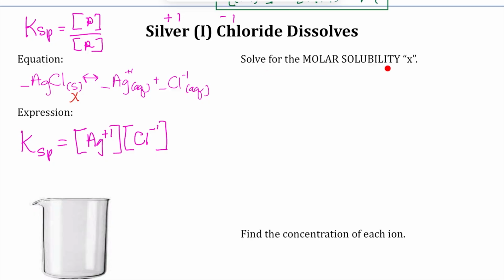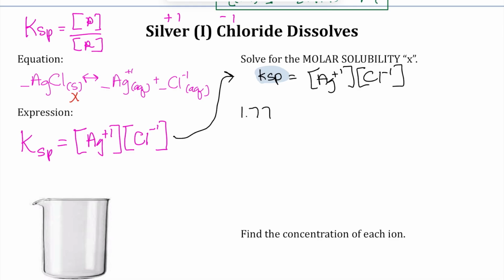So now let's solve for molar solubility. Well, I know that Ksp equals the silver +1 concentration times that chlorine -1 concentration. We also know that our Ksp value is 1.77 times 10 to the -10, because that was given to us. So we're always going to be provided those Ksp values.